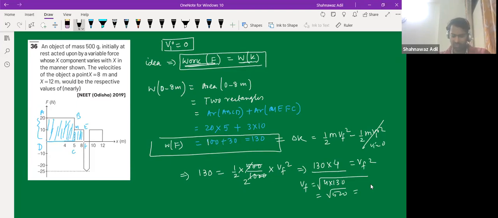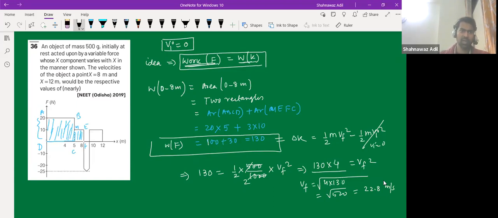Let me use the calculator. What is the root of 520? That is 22.8, right? So this would be 22.8 meter per second, roughly. So this would be this much. Is this clear, guys?